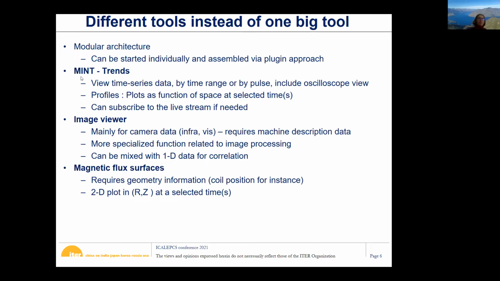So we started with a trend. We have a name, it's Mint, and the main focus is to view time series by time range for continuous systems or by pulse and profile. And we also have a subscription to live stream, so to have real data for real time display. Then the next ones will be image viewer and magnetic flux surfaces.